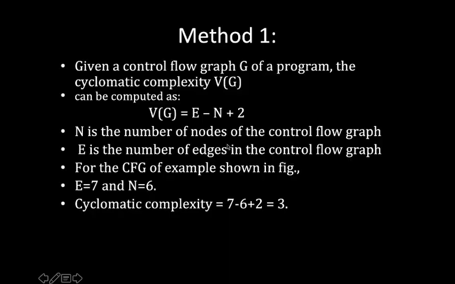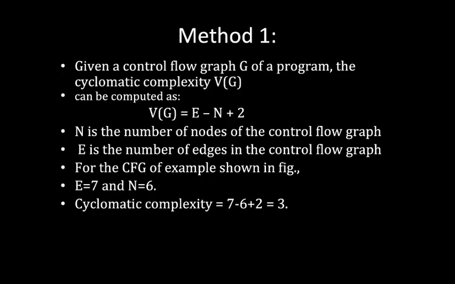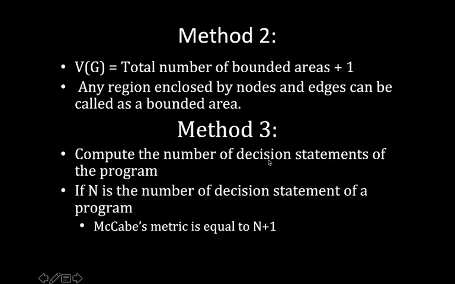With 7 edges and 6 nodes, 7 minus 6 plus 2 gives 3. So the maximum limit will be 3. There will be at most 3 linearly independent paths in this program. In this way we can find out the cyclomatic complexity, or McCabe's cyclomatic complexity.